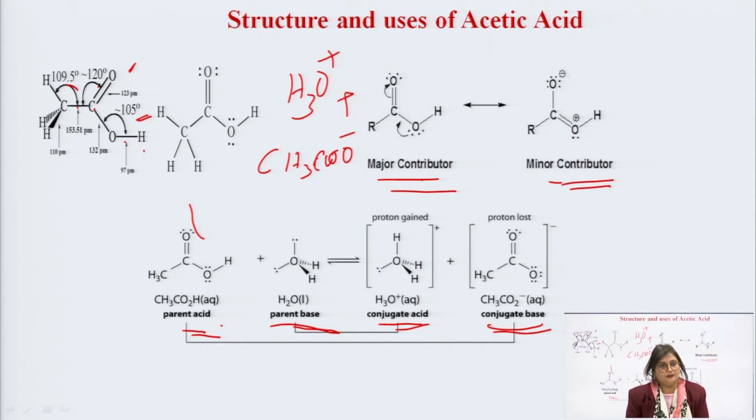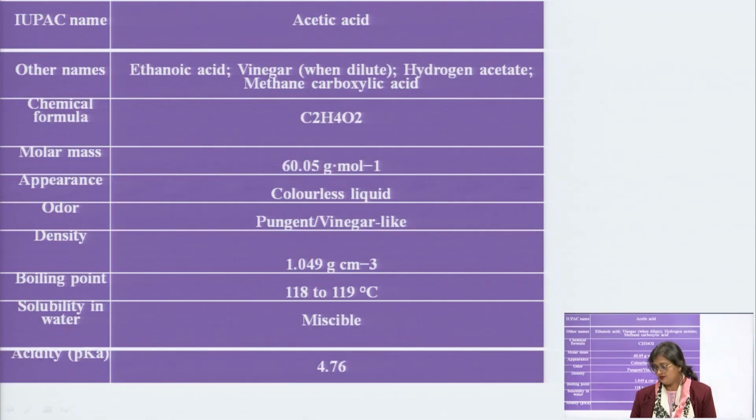So, we get a mixture of compounds when a parent acid reacts with a parent base: a mixture of conjugate acid and base is formed, which is the hydronium ion and the carboxylate ion. The IUPAC name of acetic acid is acetic acid. Other names: acetic acid is also known as ethanoic acid, also known as vinegar when diluted, also known as hydrogen acetate, and also called methane carboxylic acid.